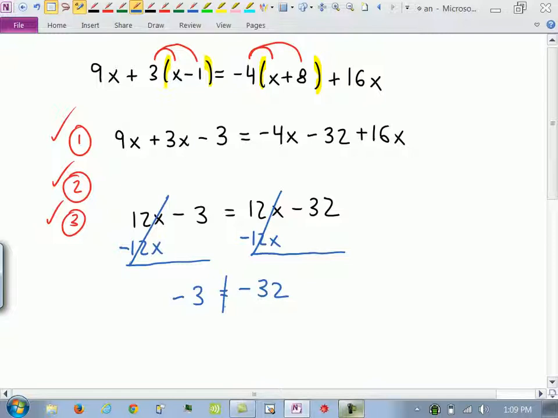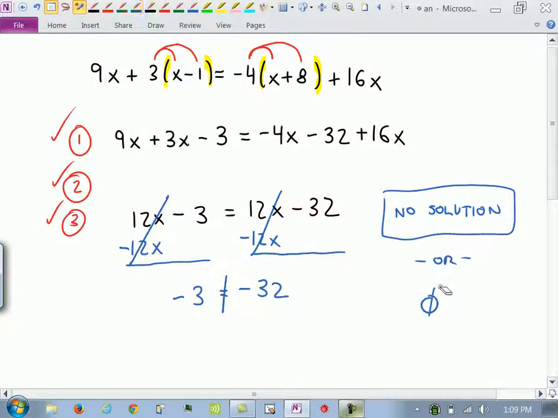The question is, how do we say no solution? Well, the two acceptable ways on a test or a quiz are to just say no solution, or you can write this symbol. It's a 0 with a slanted line through it. This stands for the empty set.